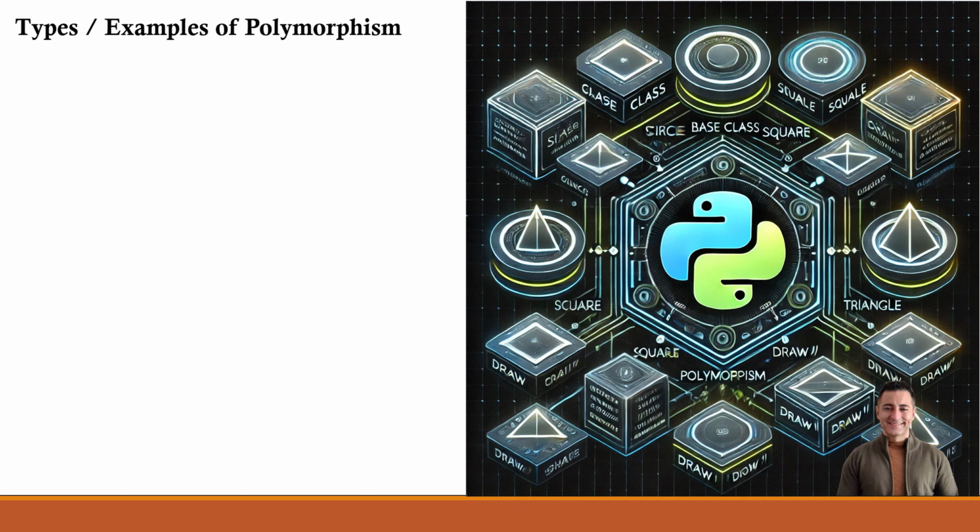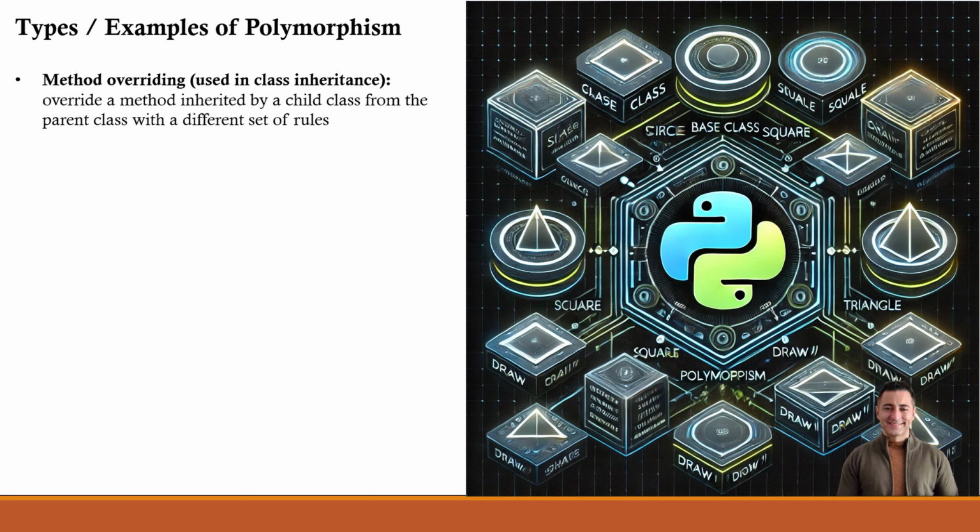So let's take a look at the common types or examples of polymorphism and how they can be achieved. The first way, and the most common way in particular, used in class inheritance, is method overriding. I have showed this in a previous video, but basically we can override a method inherited by a child class from the parent class with a different set of rules. So this is method overriding. Now let's take a look at the method overriding code in PyCharm.